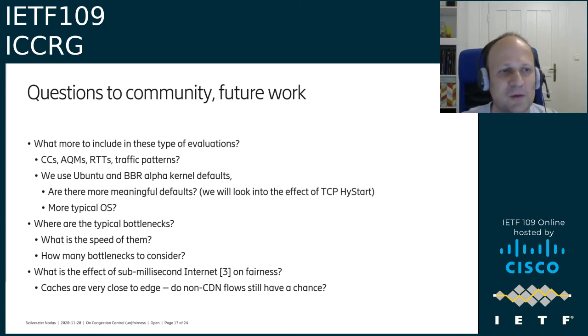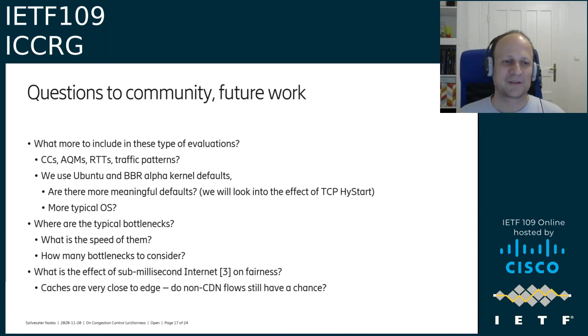The first question is what more to include in this type of evaluation: congestion controls, AQMs, RTTs. Also, what are the typical implementations when it comes to operating systems and meaningful defaults of the congestion controls? Also, a very important question to discuss is what are the typical bottlenecks? What is the speed of them? How many flows do we have over them? And how many bottlenecks shall we consider in the path?